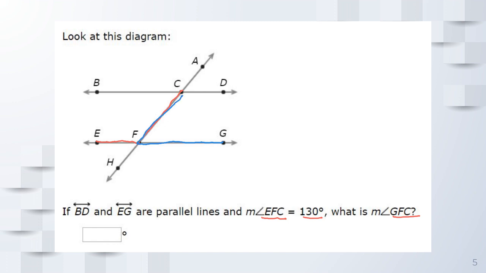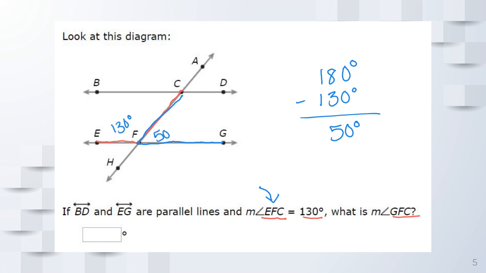So if you see, those two angles create a straight line, and a straight line equals 180 degrees. So if that whole thing adds up to 180 degrees, if I do 180 degrees minus the 130 degrees that I was given for the measurement of angle EFC, 180 minus 130 would be 50 degrees. So if this equals 130 degrees, this angle would need to equal 50 degrees. So 50 would be our answer here.